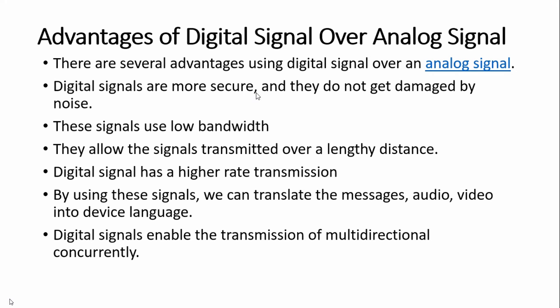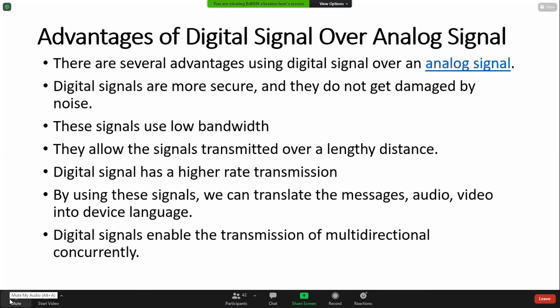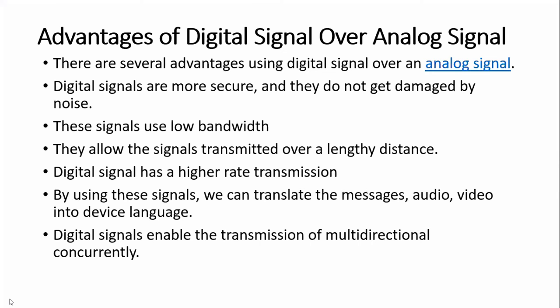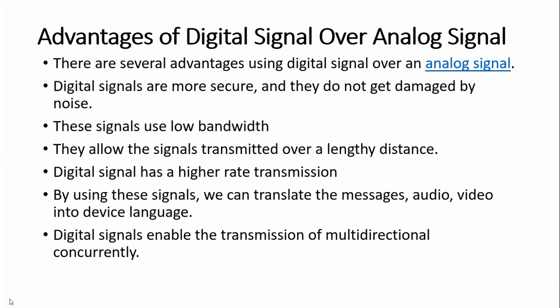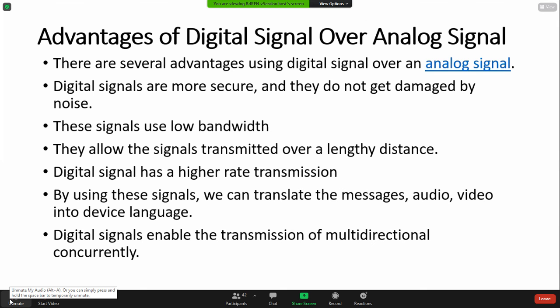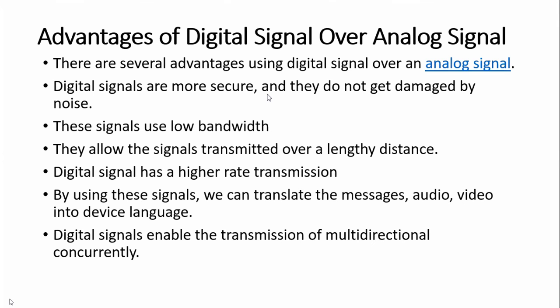Digital signals are more secure and they do not get damaged by noise. So what do you mean by noise? Do you have any idea about noise? No, this is not that type of noise, not sound. Noise means another wave. Suppose you are sending one wave, I am sending another wave. So your wave, your wavelength, is noise to me. Got my point?